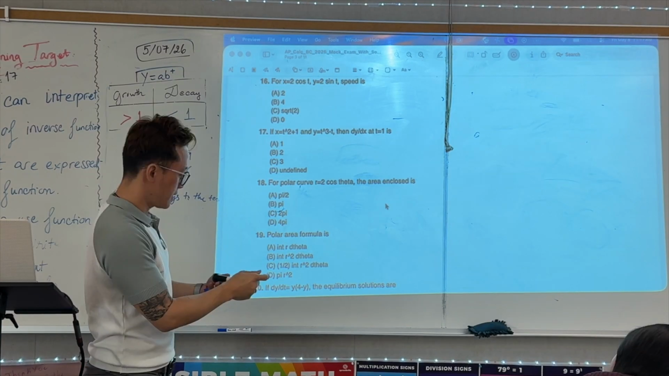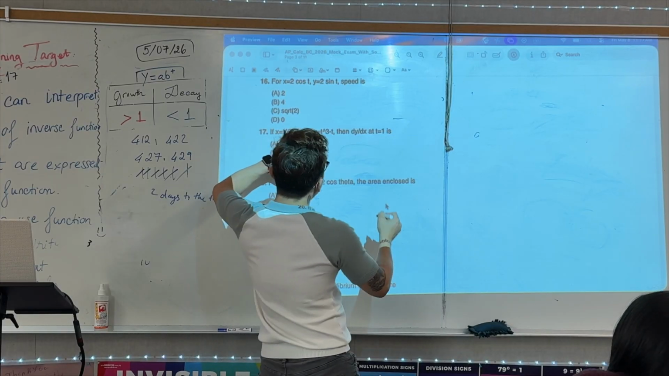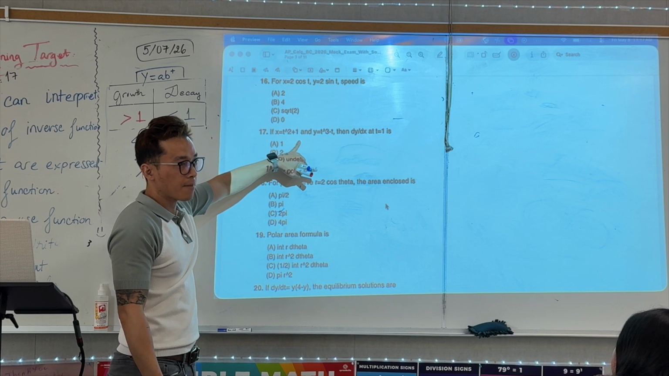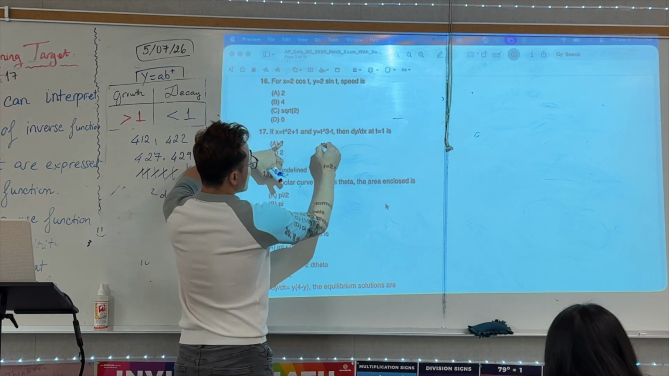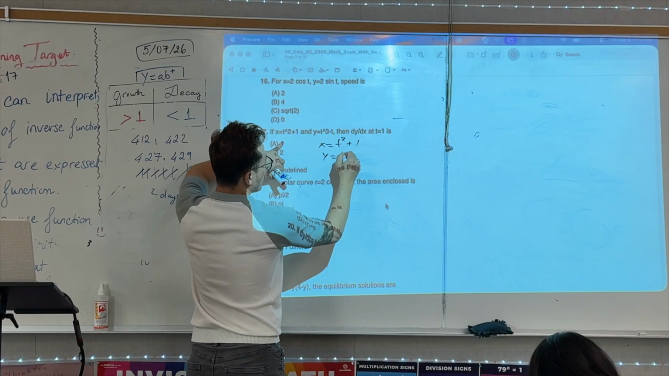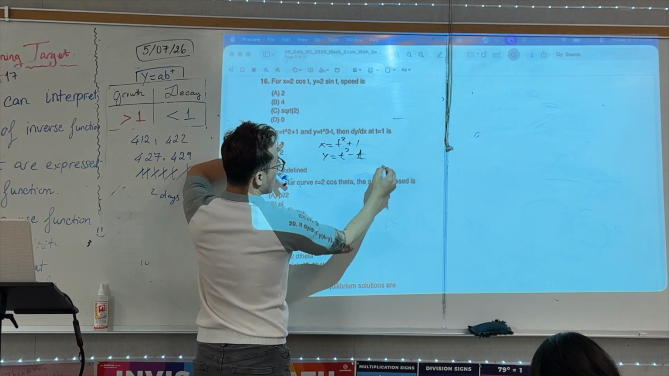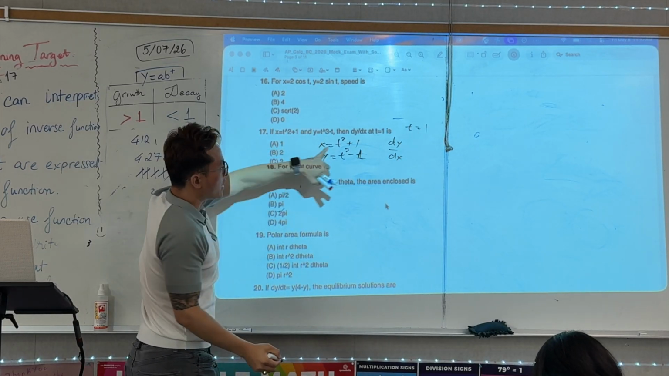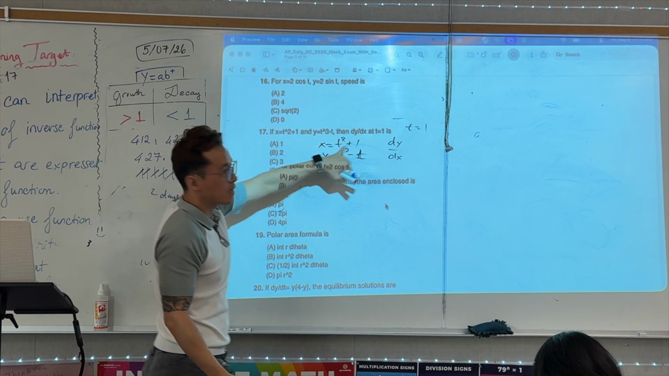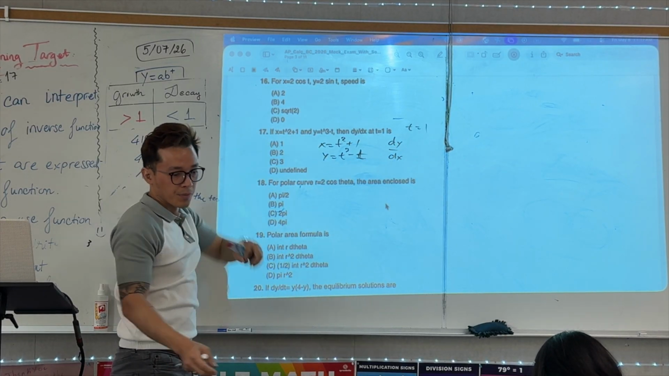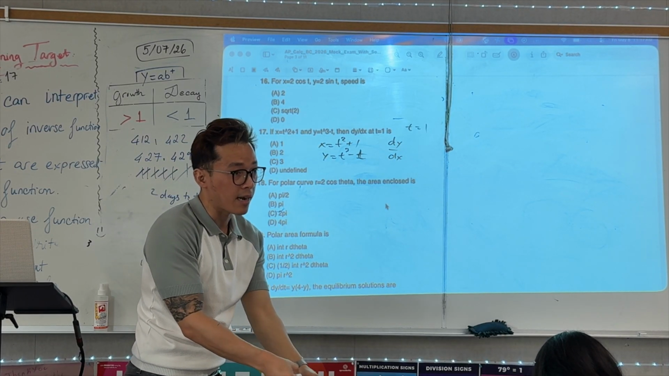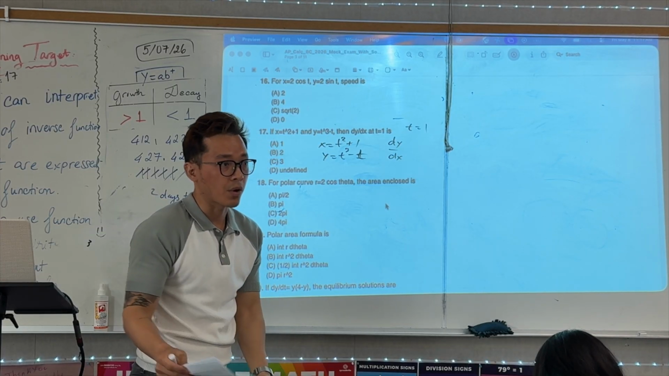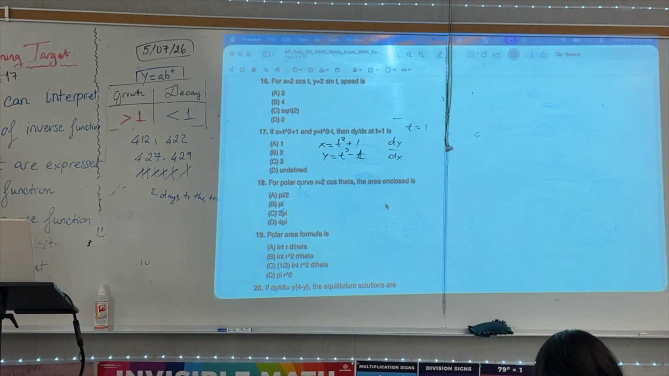Alright, 17. dy over dx, easy, right? I think we can do it by ourselves. I can't read it. Can you rewrite it for us? x equals t squared plus 1, y equals t cubed minus t. You're going to find dy over dx when t equals 1. Find the derivative of this, divided by the derivative of this, plug in 1, that's it. When you flip to the last page, there are solutions for you, so you can check your solution.